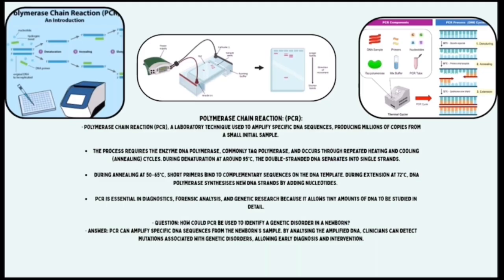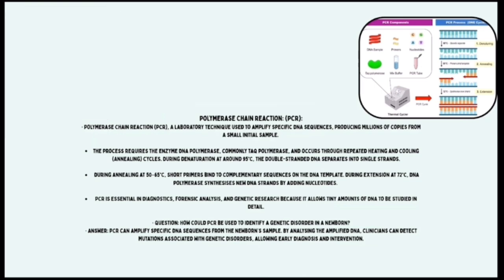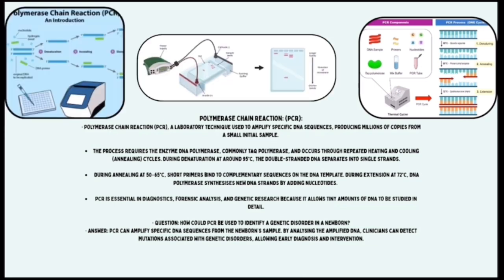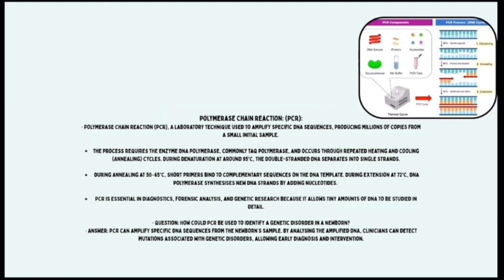Polymerase chain reaction, or PCR, is a laboratory technique used to amplify specific DNA sequences, producing millions of copies from a small initial sample. The process requires the enzyme DNA polymerase, commonly Taq polymerase, and occurs through repeated heating and cooling cycles. During denaturation at around 95 degrees Celsius, the double-stranded DNA separates into single strands.